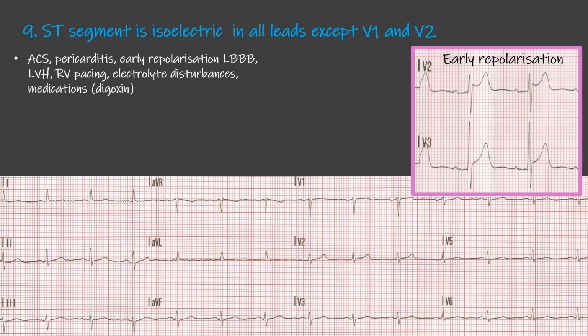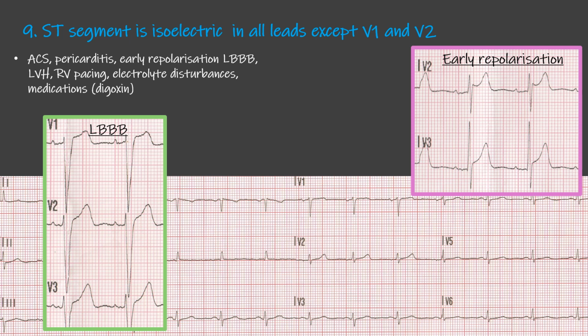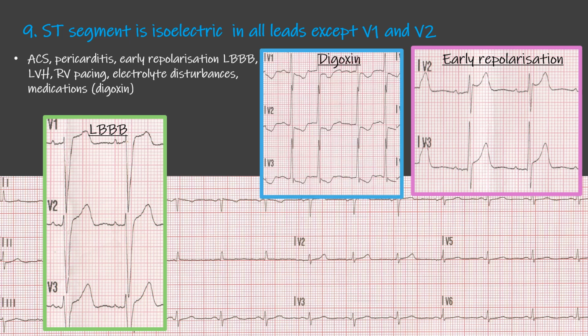So this is an example of early repolarization in a 35-year-old male, and this was the patient's baseline ECG, showing this anterior elevation. This ECG is showing a patient with left bundle branch block, again with anterior elevation, which is normal in LBBB. This ECG is showing a patient who's on digoxin, which is a cardiac medication, and it characteristically creates this downsloping ST segment depression in many of the leads.